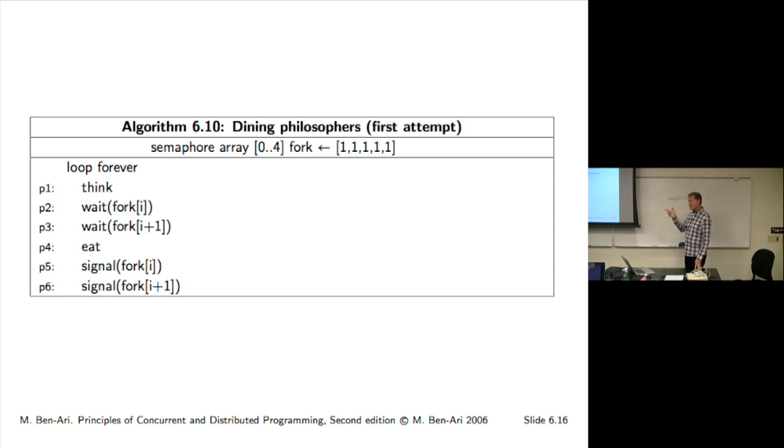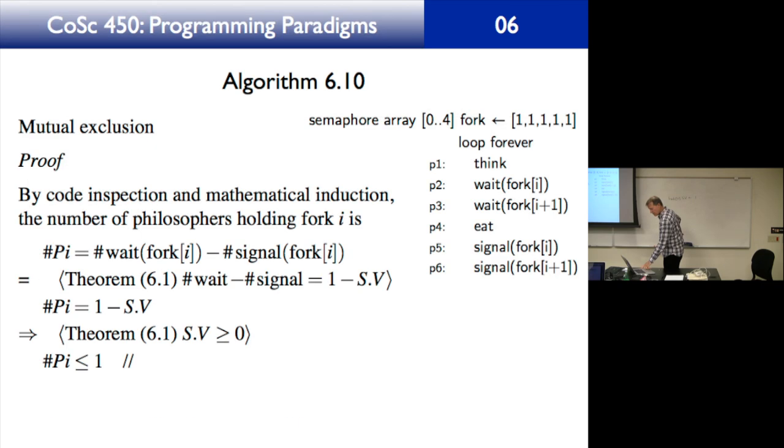So does everybody see? At what point in time does that proof apply? It's an invariant. You could have a situation where one process has called wait and has grabbed that fork, and it hasn't signaled yet, so it's still eating, or maybe it's waiting for a fork on its right. And then the other process is waiting for that fork as well, so you have two waits and no signal. Okay, now that is a really good point.